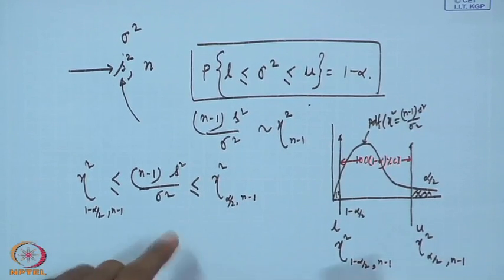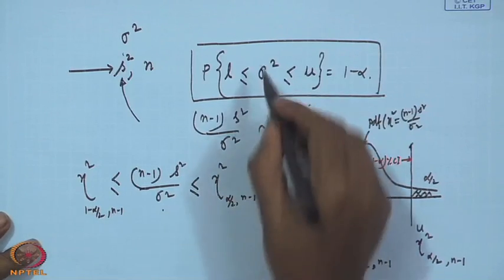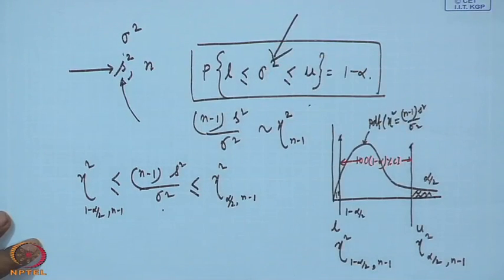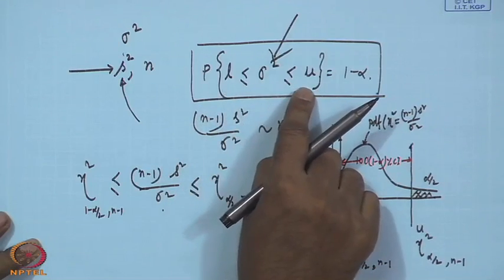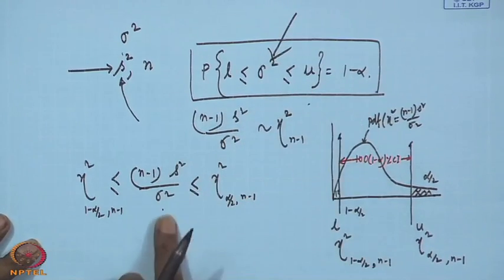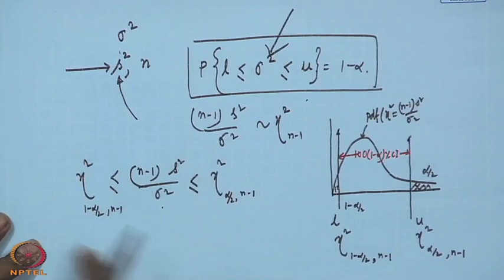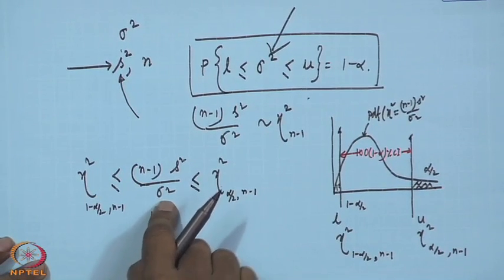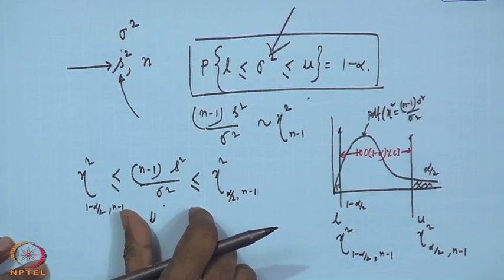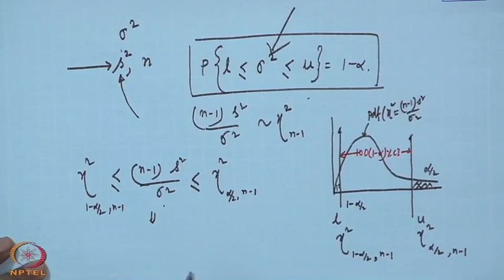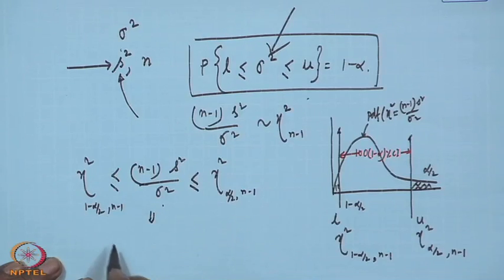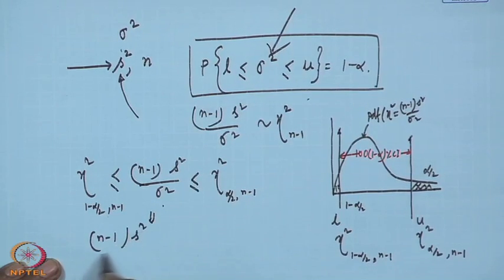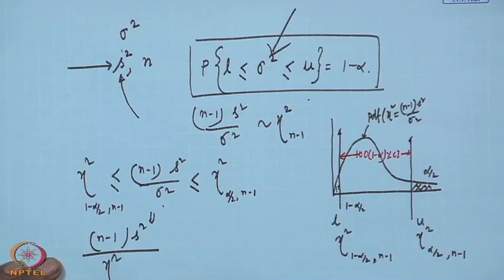But what you want in this equation is something like L less than or equal to sigma square less than or equal to u. Can you not manipulate this? You can easily manipulate it. Once you manipulate, you want to keep only sigma square in between the less than or equal to terms. So, if you manipulate, you will get n minus 1 S square by chi square alpha by 2, n minus 1.